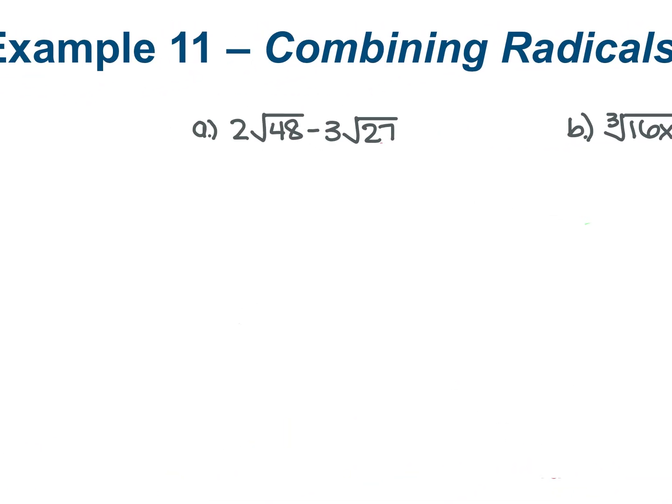In order to combine these radicals, since I'm not multiplying them, I have to get the part under the square root the exact same. So I'm going to factor the 48 and the 27 to simplify this radical before I can combine it. So 48, I'm going to separate into 2 and 24, then there's 2 and 12, 2 and 6, 2 and 3.